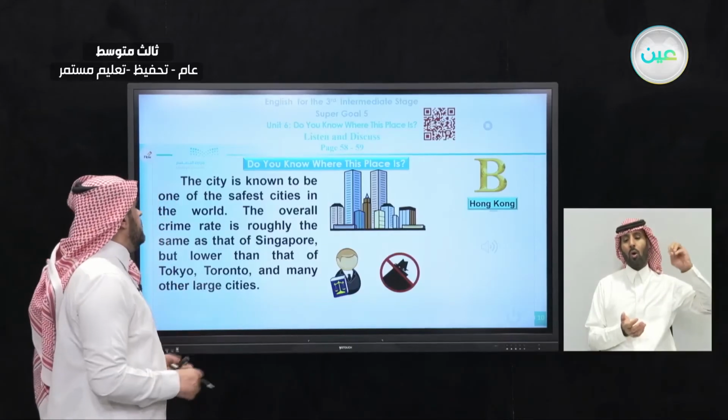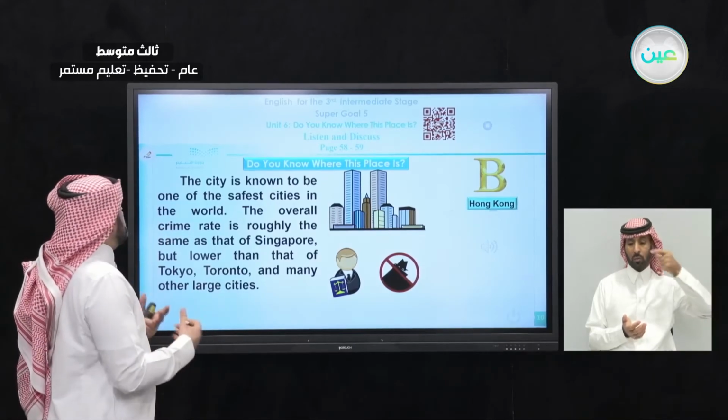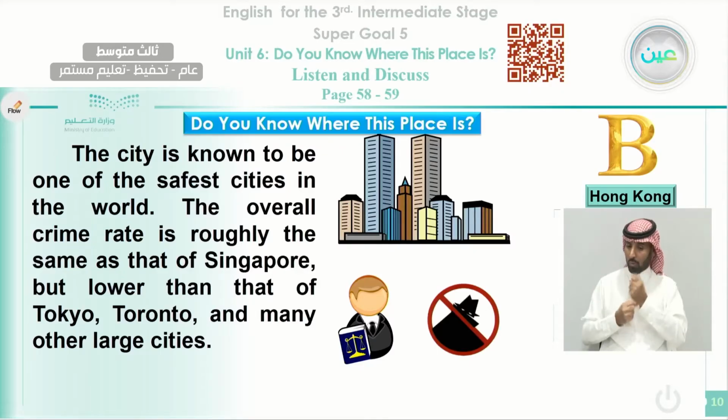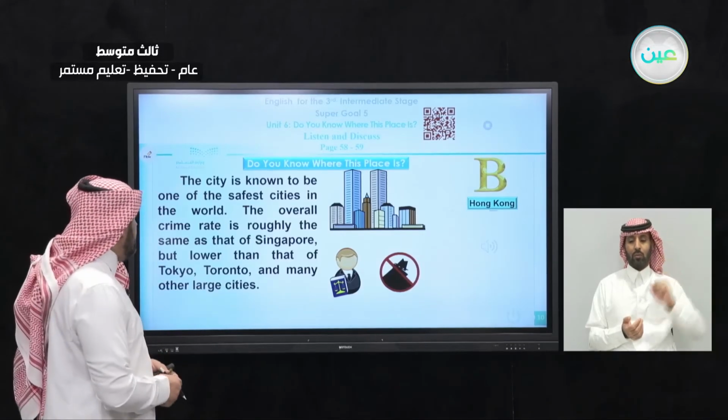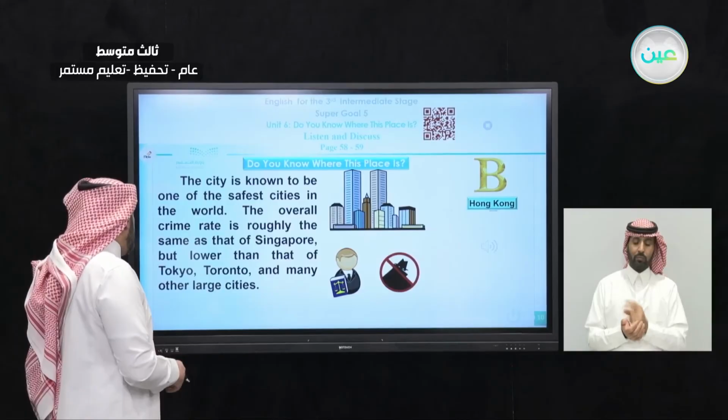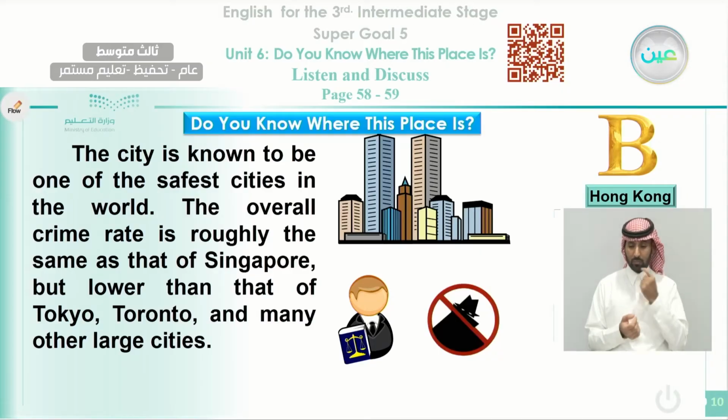Okay, so this is Hong Kong. It's a very famous city. This city is known to be one of the safest cities in the world. It is very safe to live there. The crime rate there is very low, so it is very safe to live in this city. The overall crime rate is roughly the same as Singapore. Singapore's crime rate is low also. But lower than that of Tokyo, Toronto, and many other large cities. We are comparing this city also to Tokyo, Toronto, and many other cities.